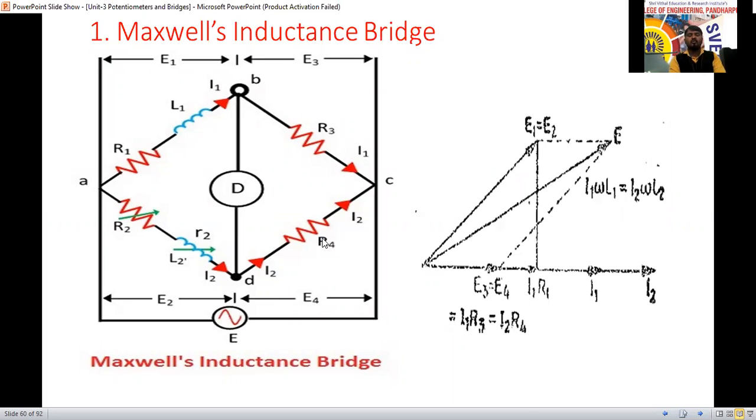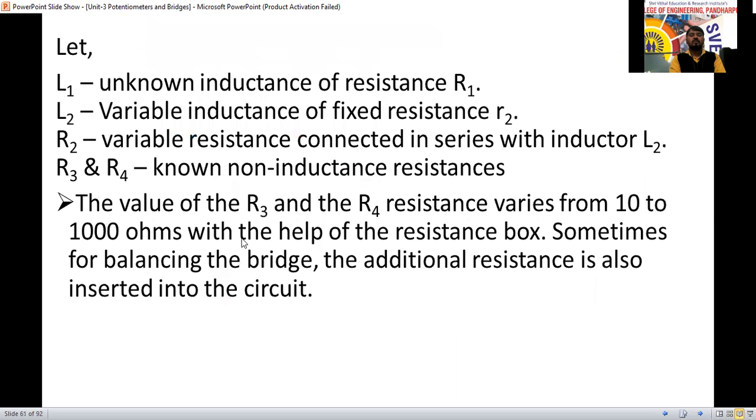Branch 3 and 4? No, sir. For that reason, we are going to call these non-inductive resistances. The value of R3 and R4 resistances varies from 10 to 1000 ohms. R3 and R4 are the non-inductive resistances. We can vary these values from 10 ohm to 1000 ohm.